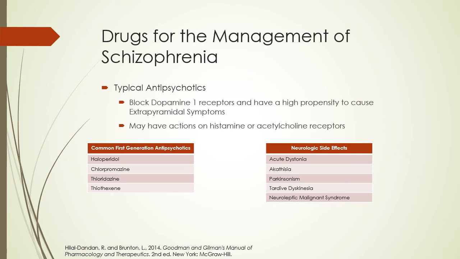So please be familiar with this table. Common first-generation antipsychotics are haloperidol, chlorpromazine, thioridazine, and trifluoperazine. Haloperidol is a butyrophenone. Chlorpromazine is a phenothiazine. Chlorpromazine is the prototypical antipsychotic, which means it was the first agent discovered and to which all the other antipsychotics are compared.